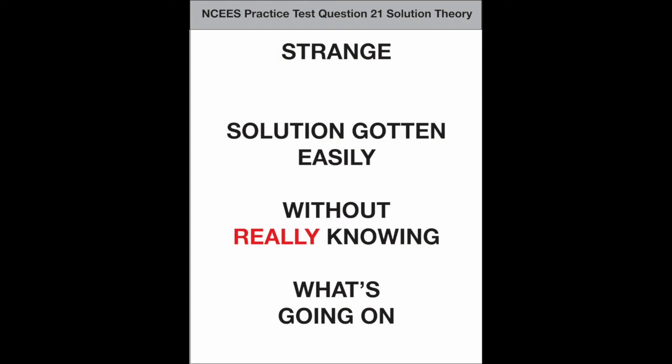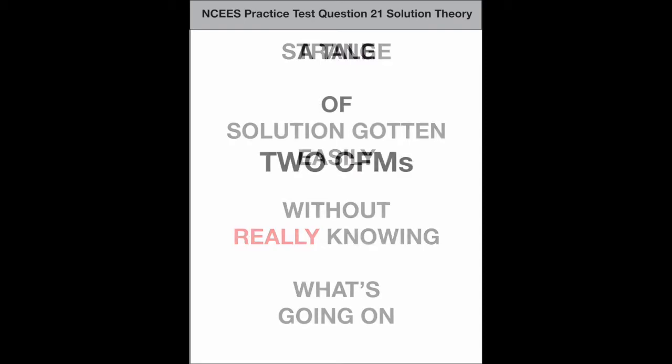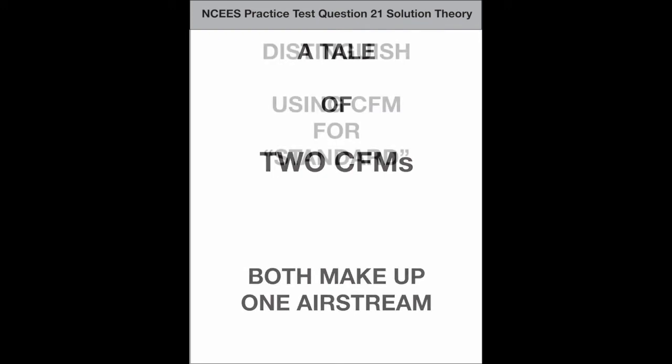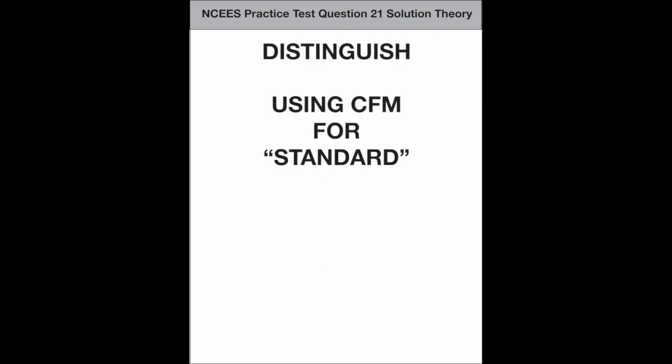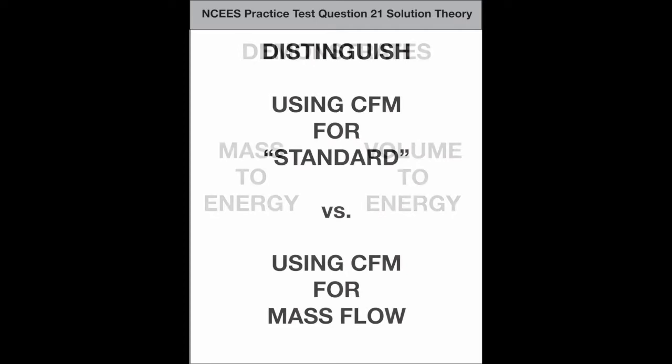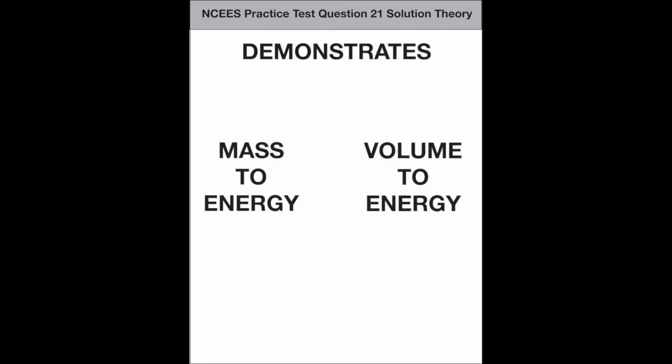Question 21 is strange because the solution can be gotten easily without really knowing what's going on in the problem. It's a tale of two CFMs, both of which make up one single airstream. It tests your ability to distinguish using CFM in so-called standard circumstances from CFM being used to determine mass flow. Finally, it demonstrates, through a heat gain calculation, the greater importance of mass to energy over volume to energy.